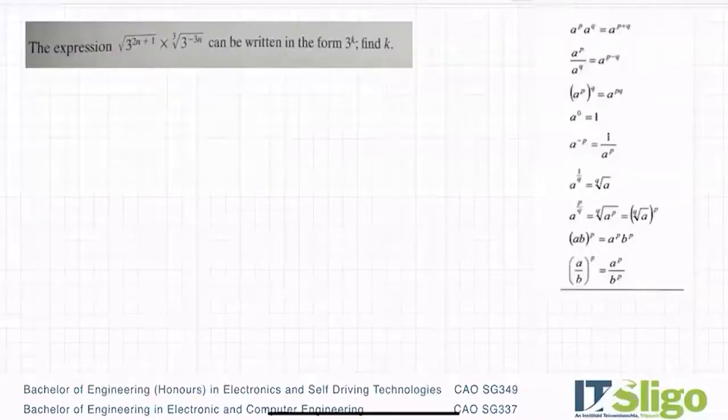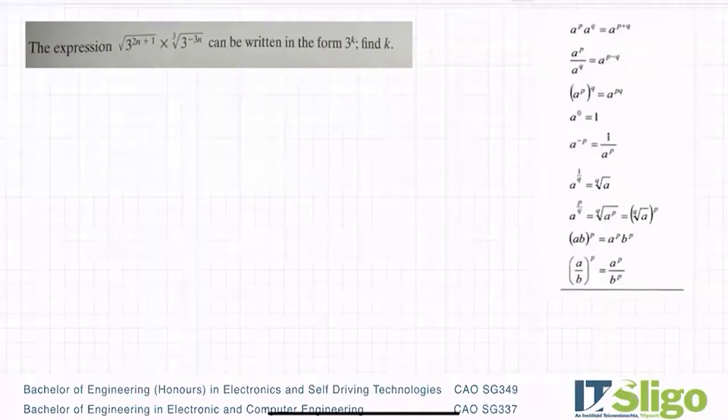Okay, let's try this indice question. The expression root 3 to the power of 2n plus 1 multiplied by 3 root 3 minus 3n can be written in the form 3 to the power of k. Find k. Okay, so this could be an exam-y type question. They tend to specify the format they would like the answer in. And again, it's just resolving the rules of indices.